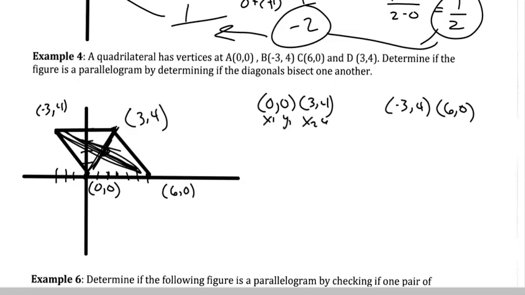x1, y1, x2, y2. Let's see what the midpoint of this is. Add your x's and divide by 2. Add your y's and divide by 2. That gives us 3 halves and 4 halves. 3 halves and 2.